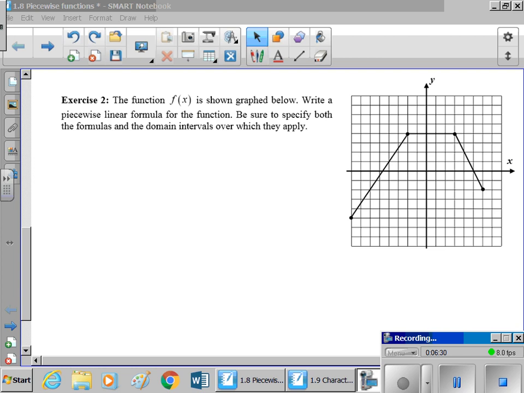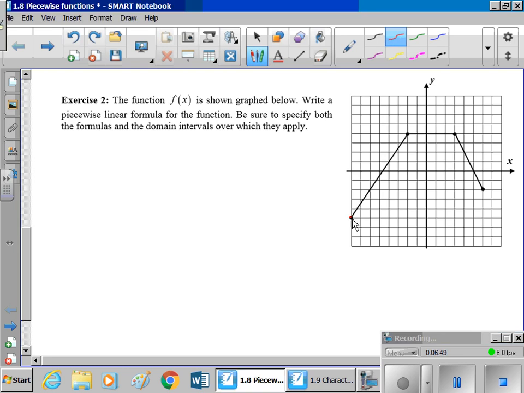So the function f of x is shown graphed below. Write a piecewise linear formula for the function. Be sure to specify both the formulas and the domain intervals over which they apply. As we can see, we have 3 different pieces to this function. We have, let's call it the red piece, from here to up here. I say here a lot because unfortunately I can't point it. The next one goes from here to here. And then the last one goes from here to here.